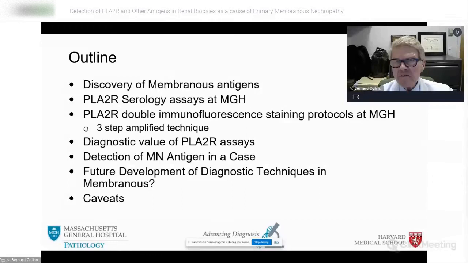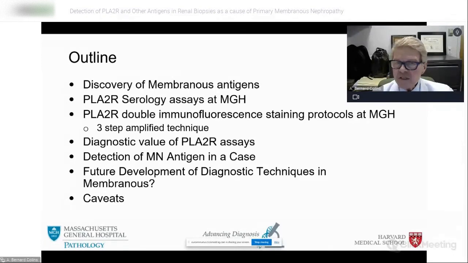A brief outline of what we're going to discuss today is the discovery of the membranous antigens, the PLA2R serology assays and THSD7A assays that we have experience with at Mass General Hospital in Boston. And we'll discuss our three-step amplified technique by immunofluorescence in frozen tissue for the detection of PLA2R and other antigens in membranous. We'll also talk about the diagnostic value of the PLA2R assays.